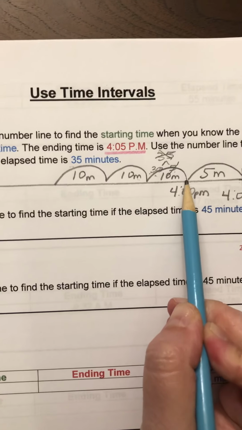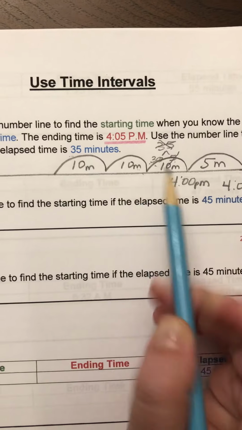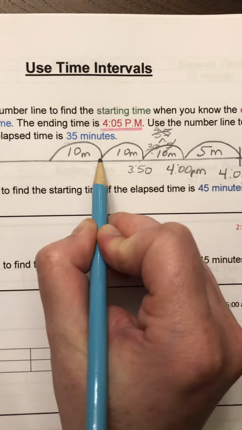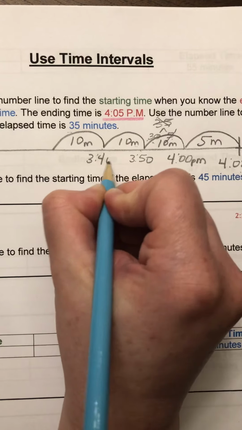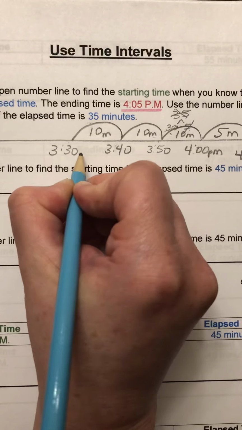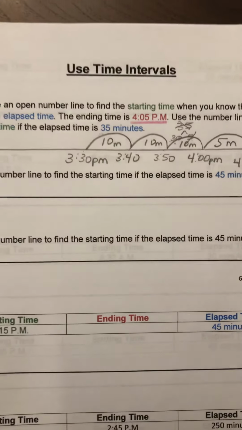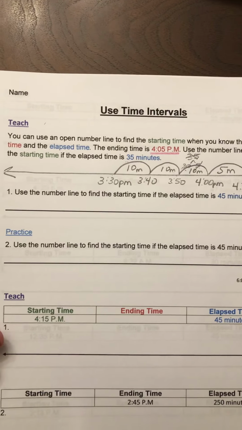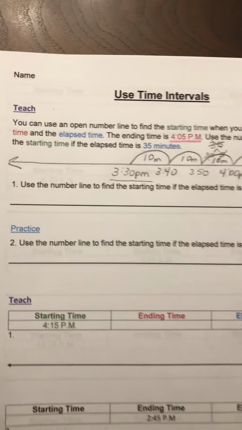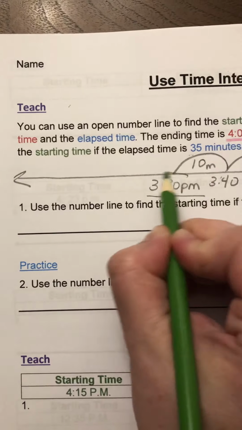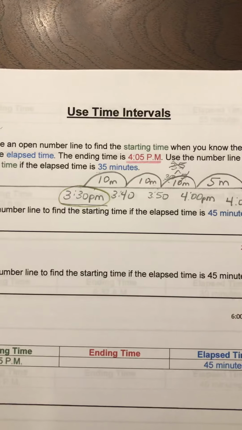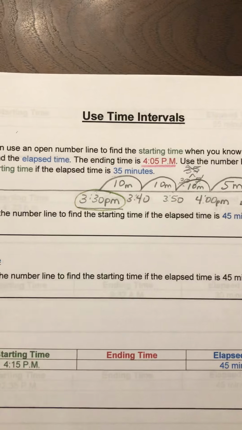If it's 4 o'clock and I go back in time by 10 minutes, it would be 3:50. Back another 10 minutes, it would be 3:40. Back another 10 minutes, it would be 3:30 p.m. So the answer to this question is 3:30 p.m. That's what the starting time would be if my ending time was 4:05 and my elapsed time was 35 minutes. This is how you would do a problem like that.